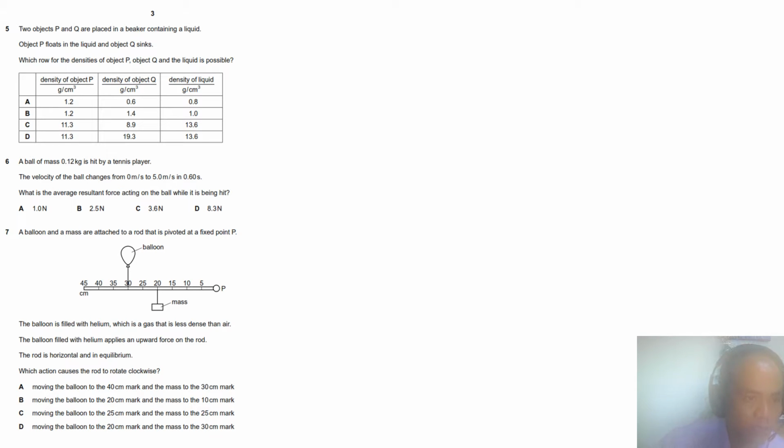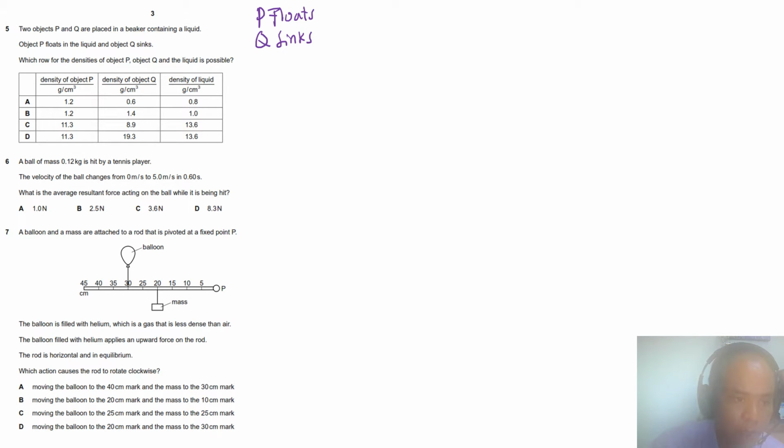Two objects P and Q are placed in a beaker containing a liquid. Object P floats in the liquid and object Q sinks. So P floats, while Q sinks. Which row for the density of P and Q and the liquid is possible?